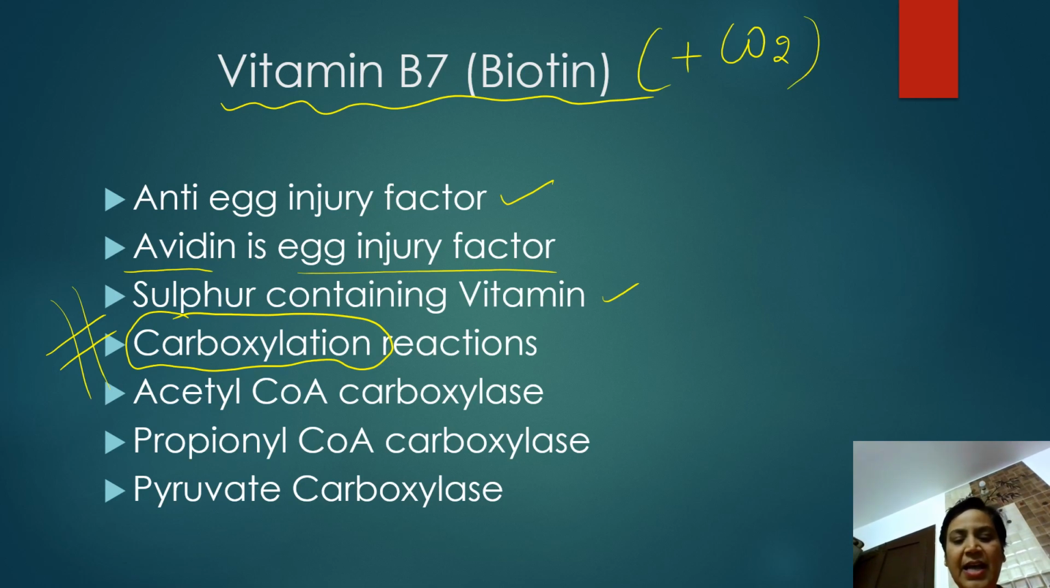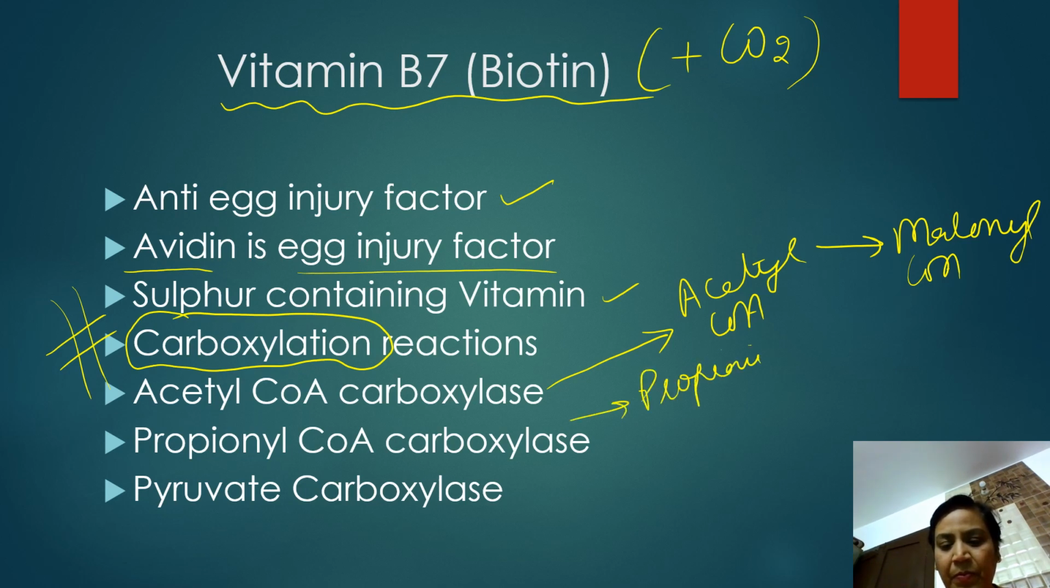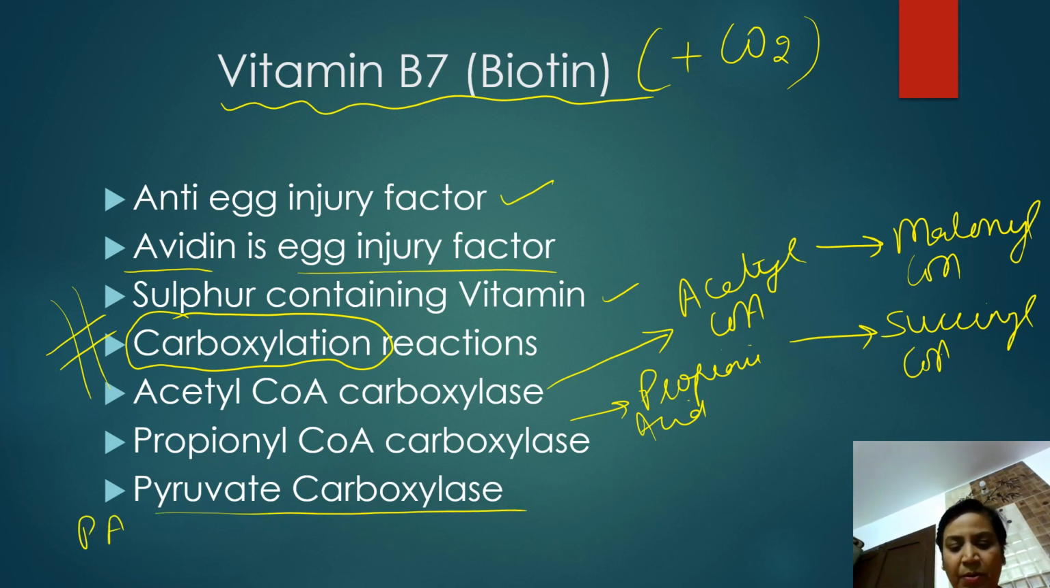And the examples of this are acetyl coenzyme A carboxylase, enzyme of fatty acid synthesis in which acetyl coenzyme A is converted to malonyl-CoA, propionyl-CoA carboxylase, which converts propionic acid to succinyl coenzyme A, and pyruvate carboxylase, which converts pyruvic acid to oxaloacetate, the first step of gluconeogenesis.